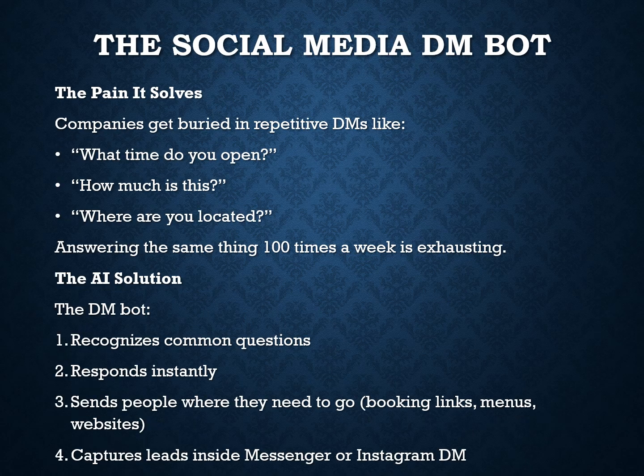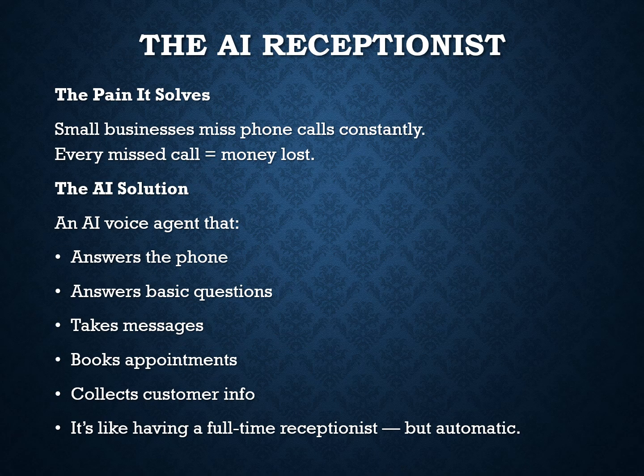Businesses get flooded with the same questions on Instagram and Facebook. The DM bot answers these questions instantly, 24/7, while also capturing leads and sending people to the next step. Here, ChatGPT understands and responds to common questions, while automation tools connect social media messages to links, forms, or booking steps.